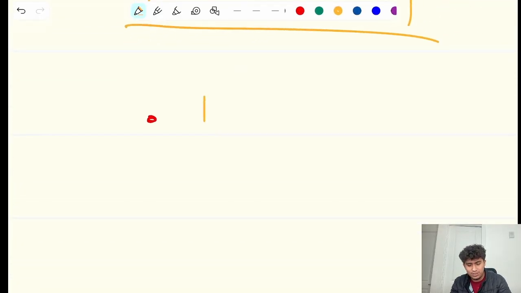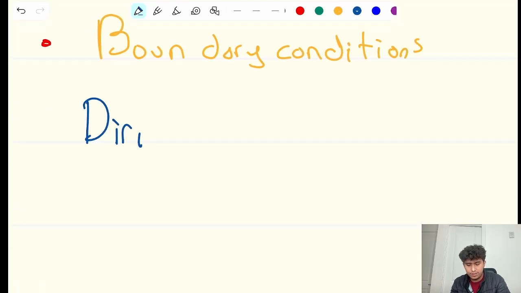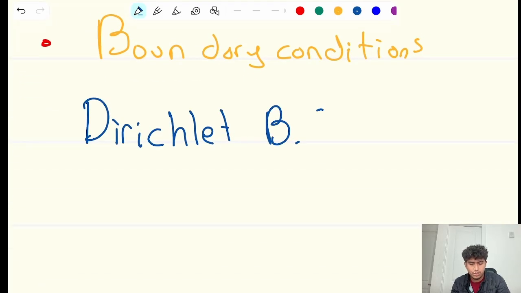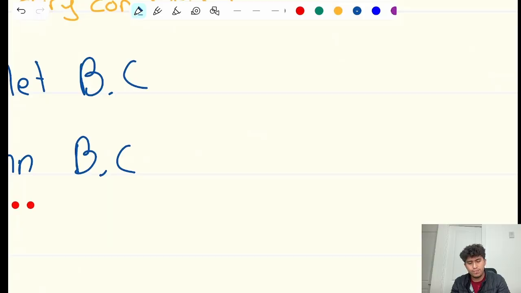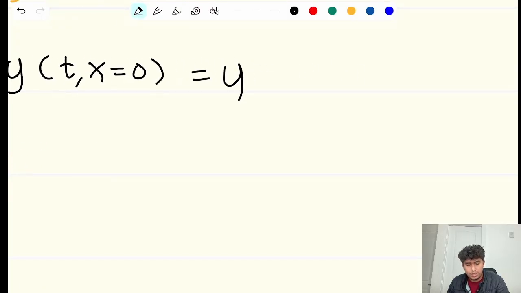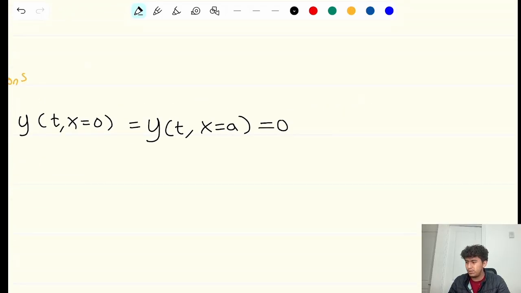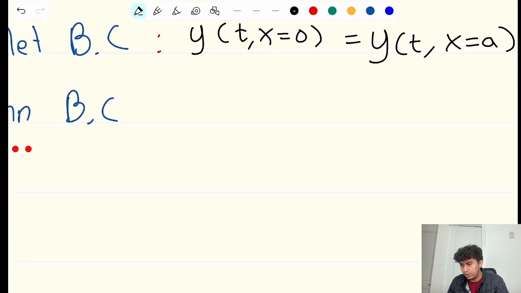So let's start with boundary conditions. There are two types that we're going to care a lot about. One is Dirichlet boundary conditions, and the other one is Neumann boundary conditions. Cool. Just remember, we're just defining what they are. So at some time, the first point and the last point are going to be equal to 0. Basically it's telling you that the string is fixed at the endpoints. They can be fixed at some point. It doesn't have to be 0, it's just some constant. So it can be 0.